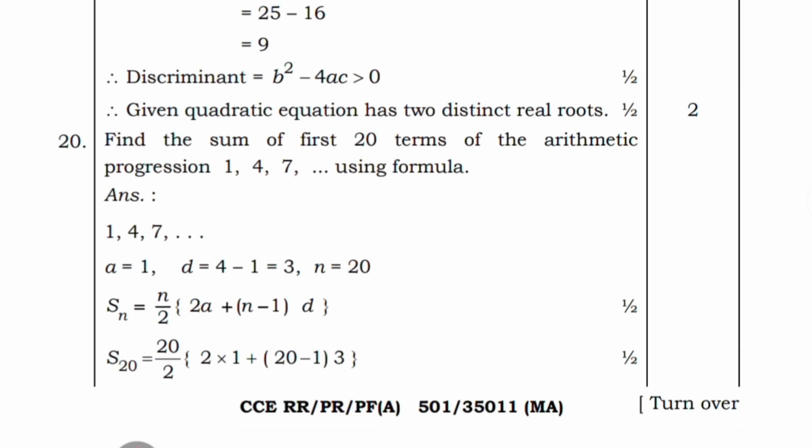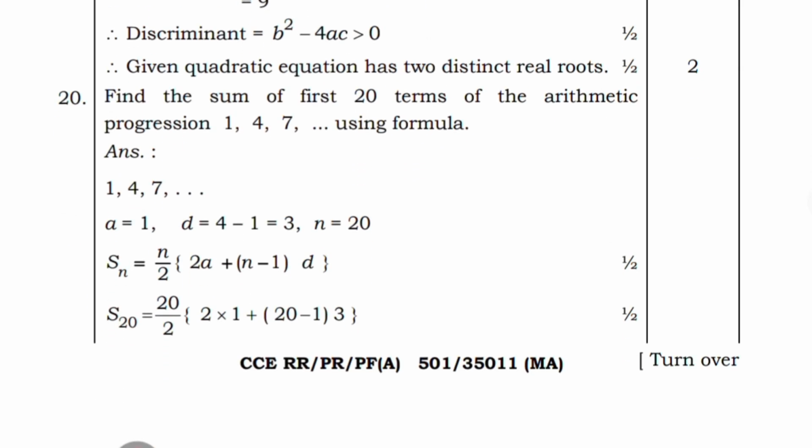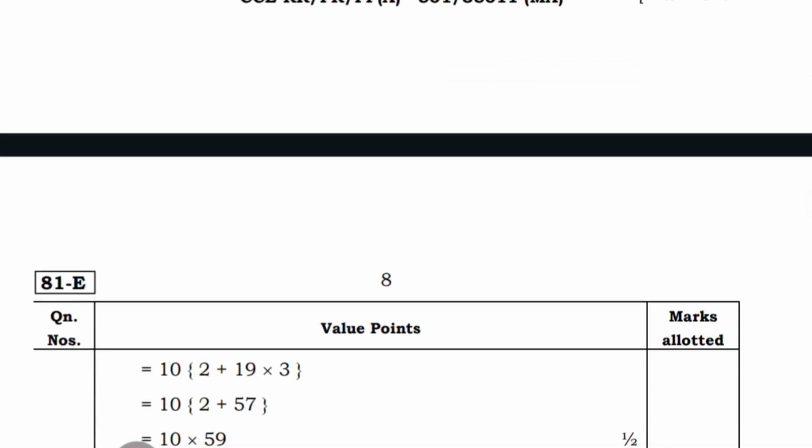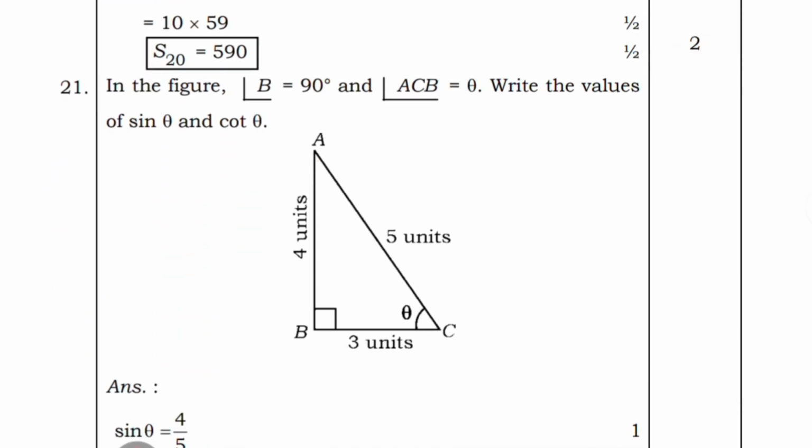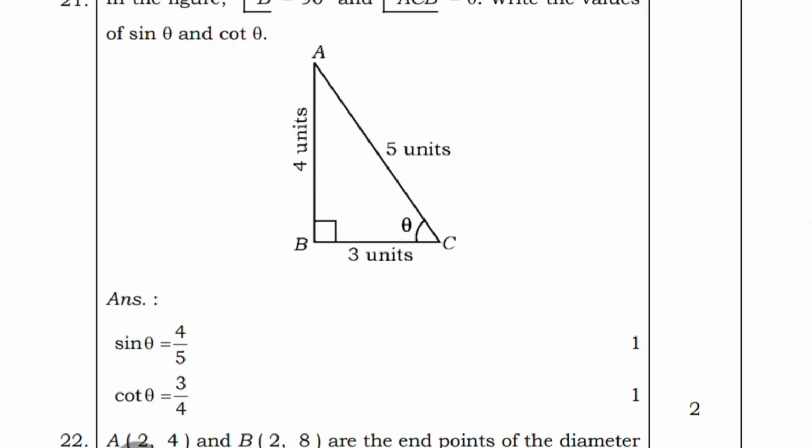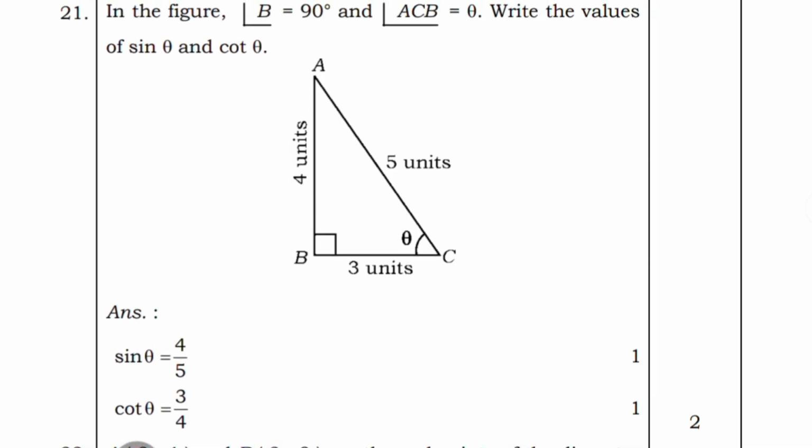The 20th is from arithmetic progression. Find the sum of the first 20 terms. Since it is a fixed question, only the numbers will be changed. All the procedure will be the same, by taking the formula of Sn. Per year, they will ask a question from arithmetic progression for finding 20 terms by using the Sn formula. So go through this question also. This is important. S20 is equal to 590. The numbers they will change per year, but the procedure remains the same.